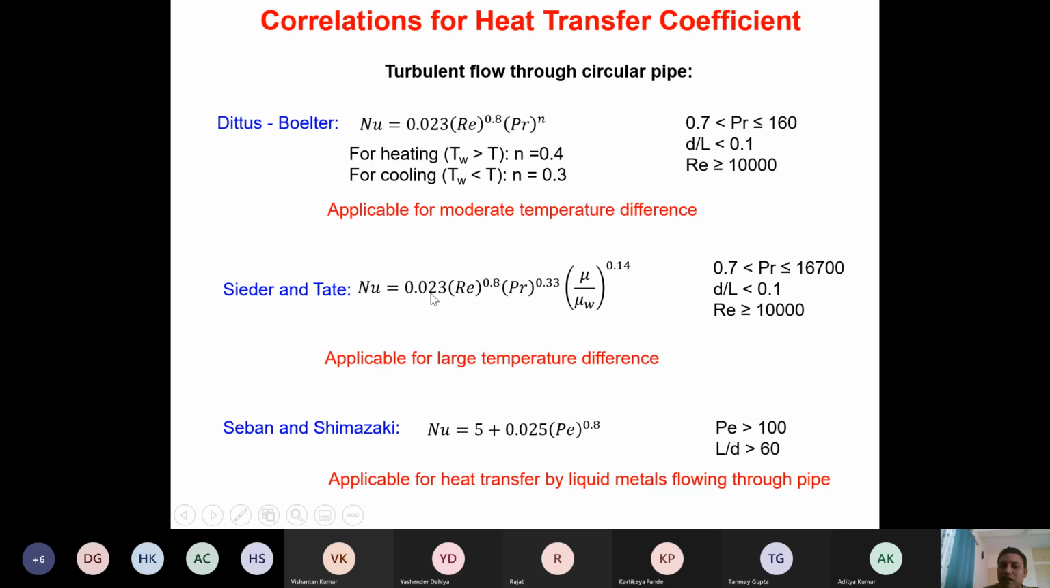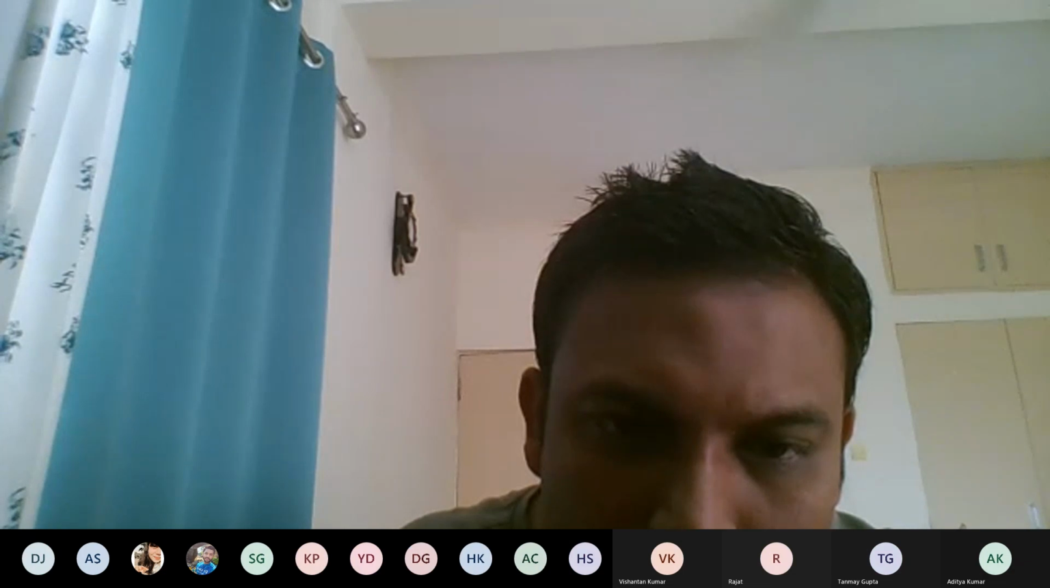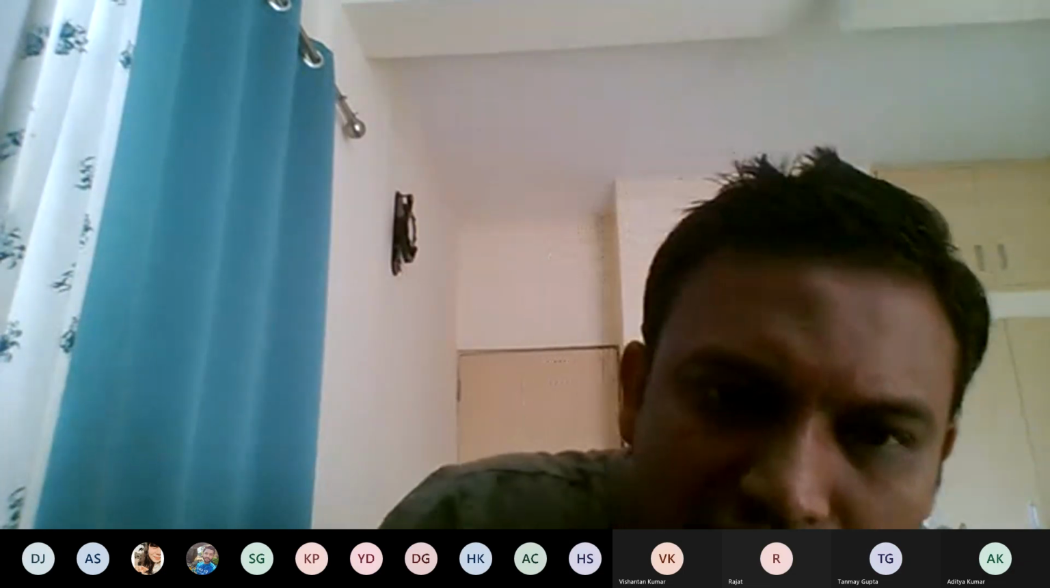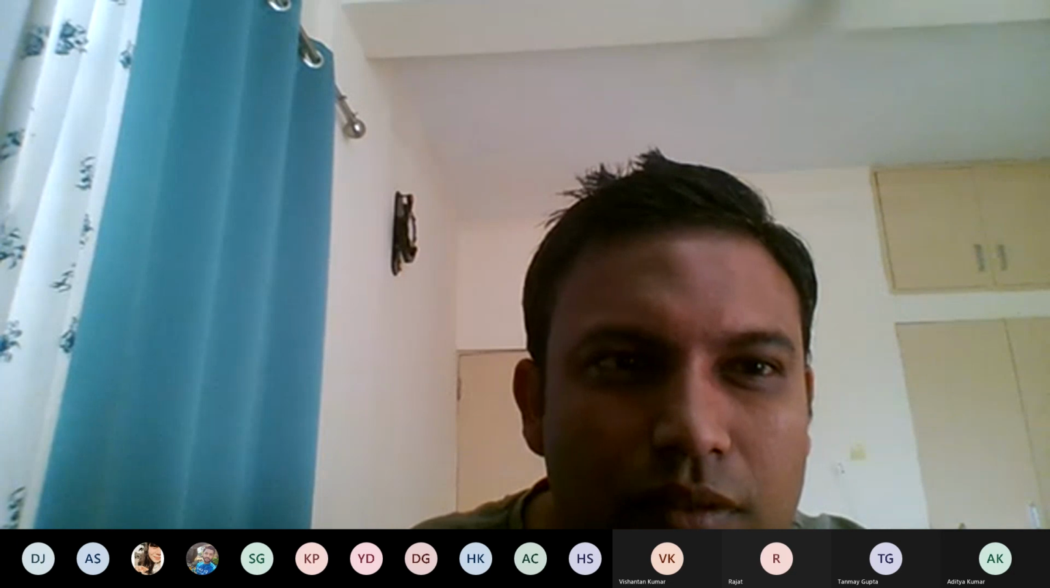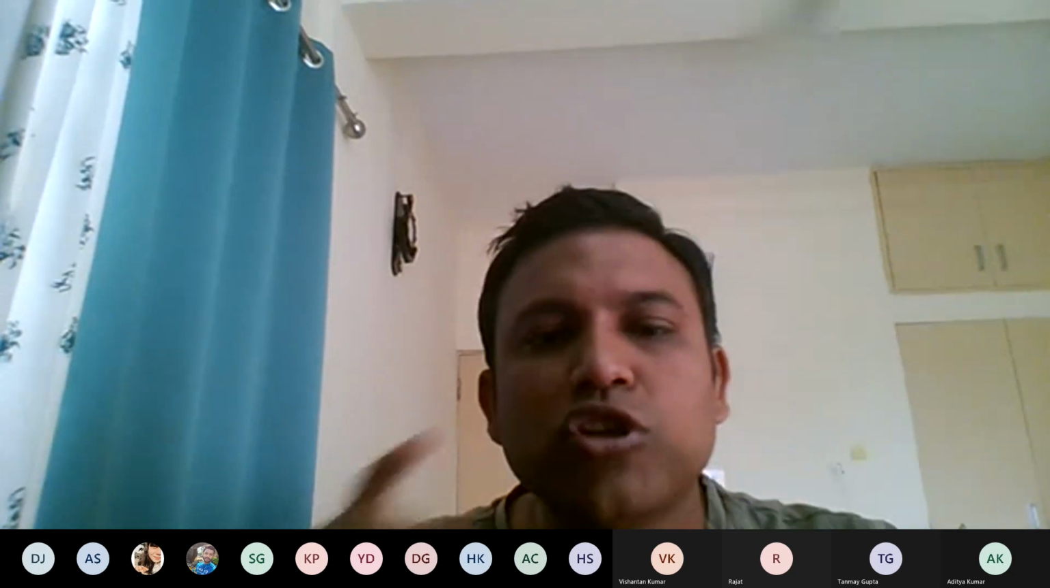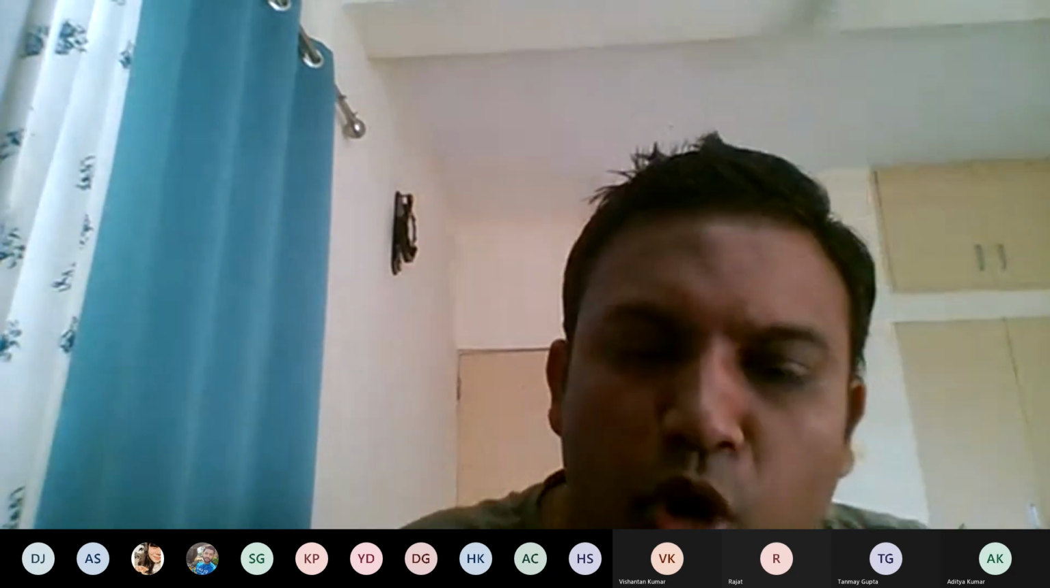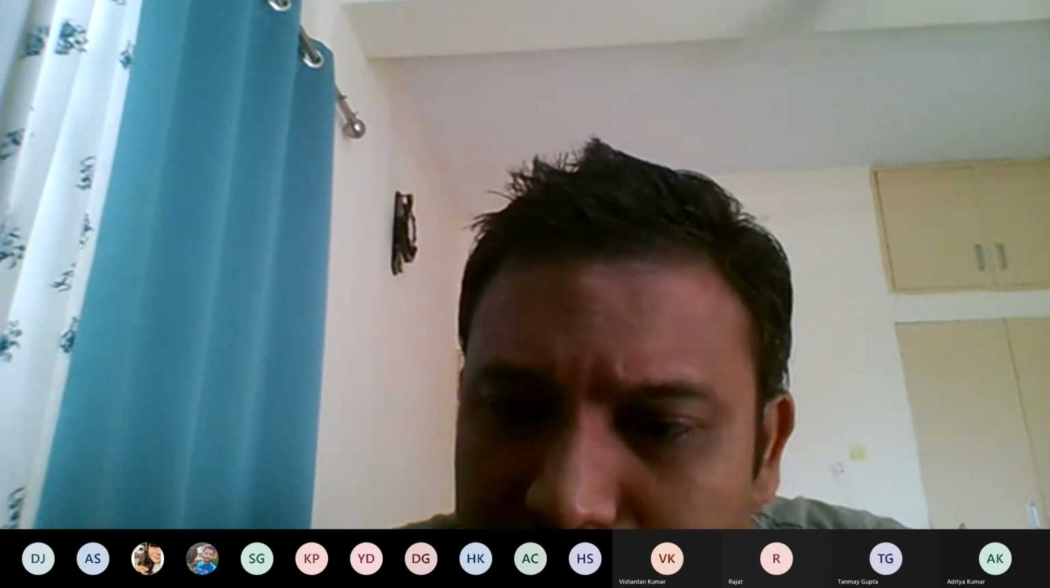So this equation is 0.023 into Reynolds number. Sorry, Sieder and Tate equation, there are some changes there. I'll correct it, I'm sorry. This is 0.027. So 0.027 Reynolds number raised to the power 0.8 and Prandtl number raised to the power 0.33, into this additional factor, where mu by mu_w is the ratio of the viscosity at the bulk and at the wall, raised to the power 0.14.